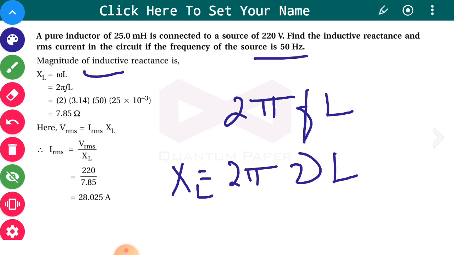Now the values are there: 2 into 3.14, 50 Hz is the frequency, inductance is 25 millihenry, which means 10 raised to minus 3. Then you get 7.85. Now Vrms we want to find. Rather, we want to calculate the current. So Vrms is equal to Irms into XL. We just have to make Irms the subject of the formula. Vrms is 220, and XL we have just calculated as 7.85. We just have to place the values and get the answer.